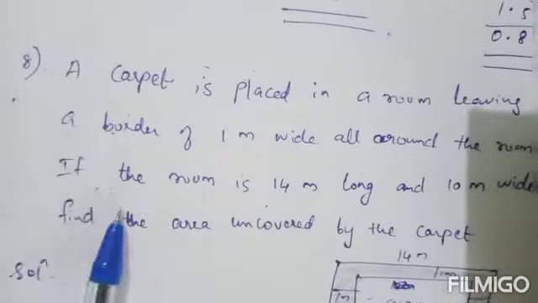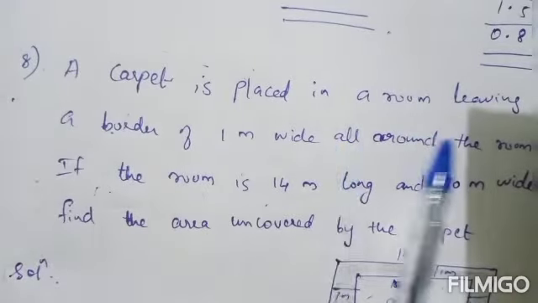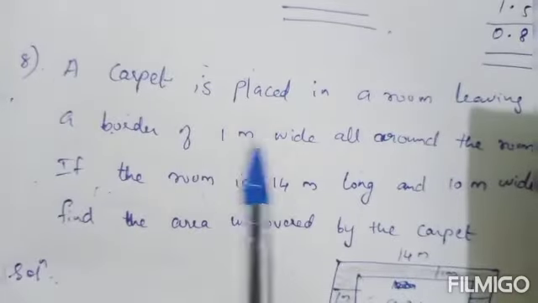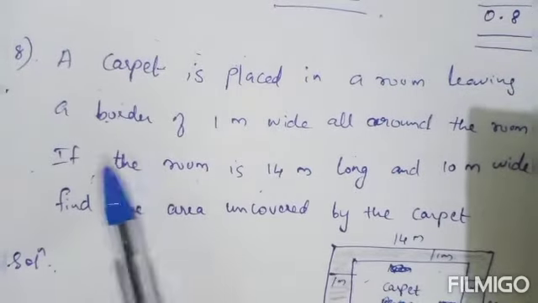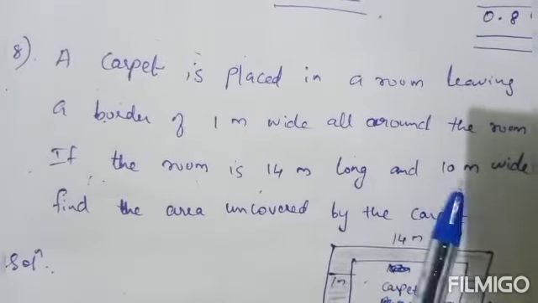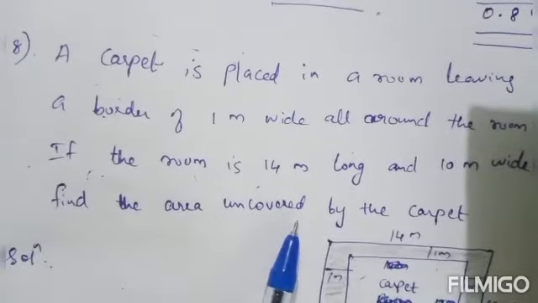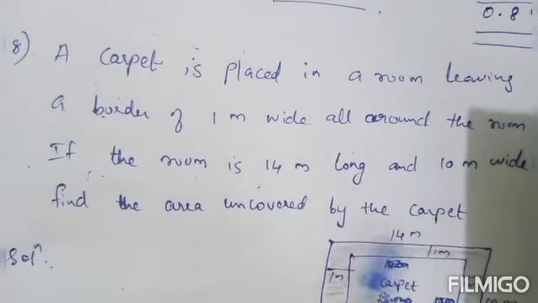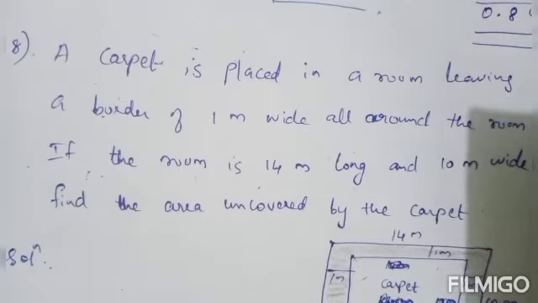8th question. A carpet is placed in a room leaving a border of 1 meter wide all around the room. If the room is 14 meter long and 10 meter wide, find the area uncovered by the carpet. So what does the question say?